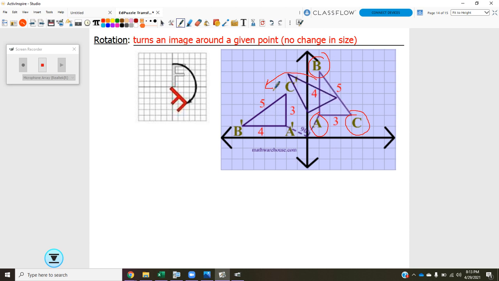But it's not so easy to see when it's a static image. So how you tell is you find the original letters with no prime marks, and then you look to see which direction the new shape with the prime marks went. Did it go clockwise? Did it go counterclockwise? If it moved one quadrant, that's 90 degrees. If it moved two quadrants, it's 180.